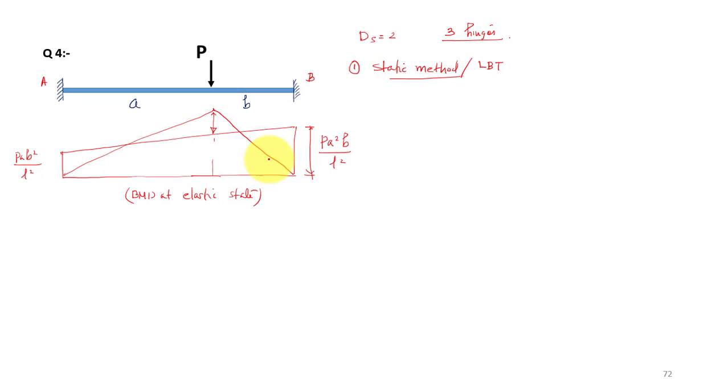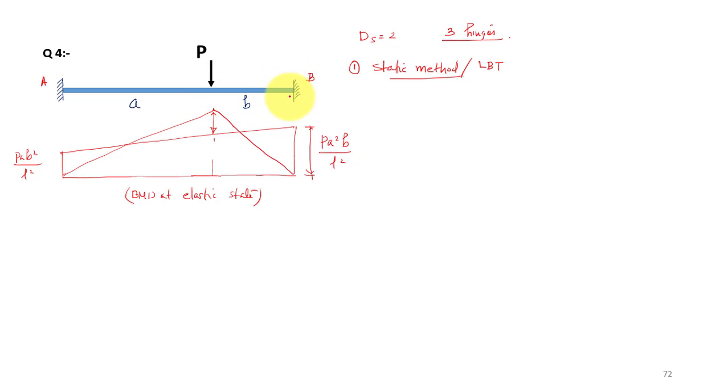So this is the situation in the elastic state. But in the static method, we have to draw your bending moment diagram in the plastic state. You have to draw your moment diagram in the plastic state. So that means we have to look at the three sections. These are the three sections.